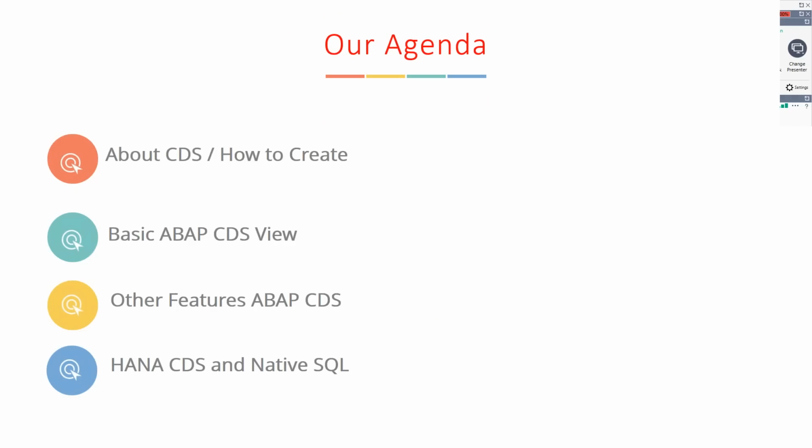So our agenda today is that I'm going to explain what CDS is and how to create it. I'm going to go through a very basic CDS example. From there, I'm going to go to two more examples that illustrate some group by functions, which basically lets you perform aggregate data on database tables. I'm going to show you some parameters. And lastly, I'm going to show you the HANA CDS, which is a little bit different than the ABAP CDS, and I'll show you how to use native SQL to access this.